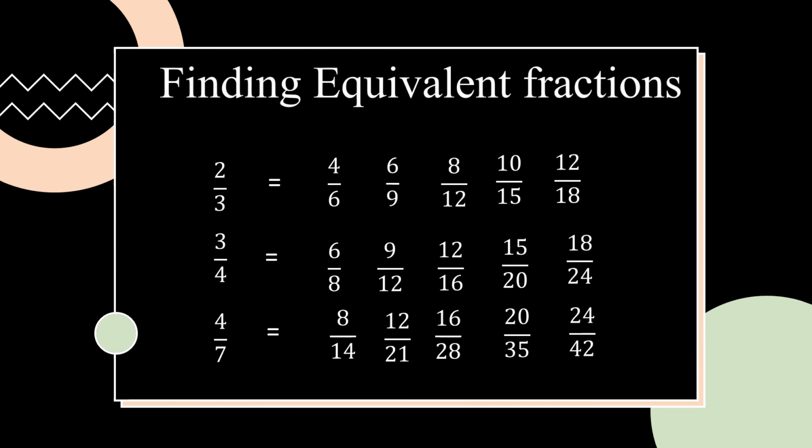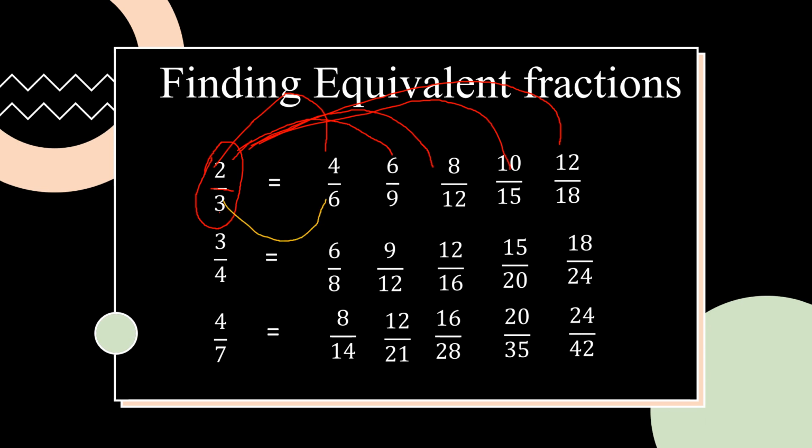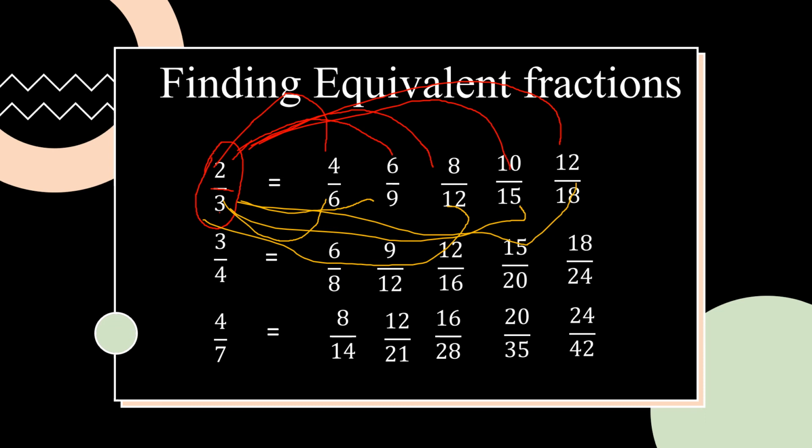So here I have 2 by 3. Now for these types of questions, the best way is, if you have to find 5 or 6 equivalent fractions, just write the times table of 2 in the numerator. Like 2 times 2 is 4, 2 times 3 is 6, 2 times 4 is 8, 2 times 5 is 10, and 2 times 6 is 12 in the numerator part. And in the denominator part we'll be writing the times table of 3. Then 3 times 2 is 6, 3 times 3 is 9, 3 times 4 is 12, 3 times 5 is 15, and 3 times 6 is 18. So this way we can write the equivalent fractions also.